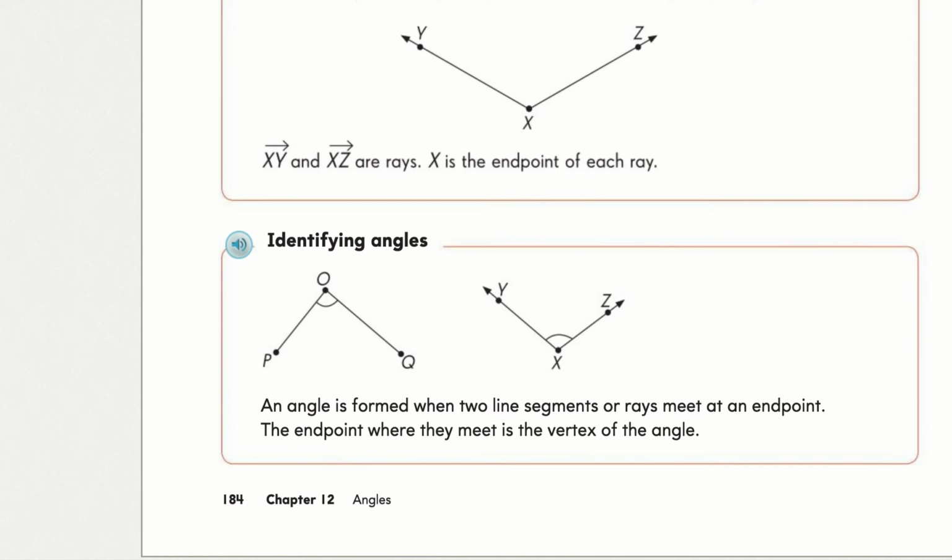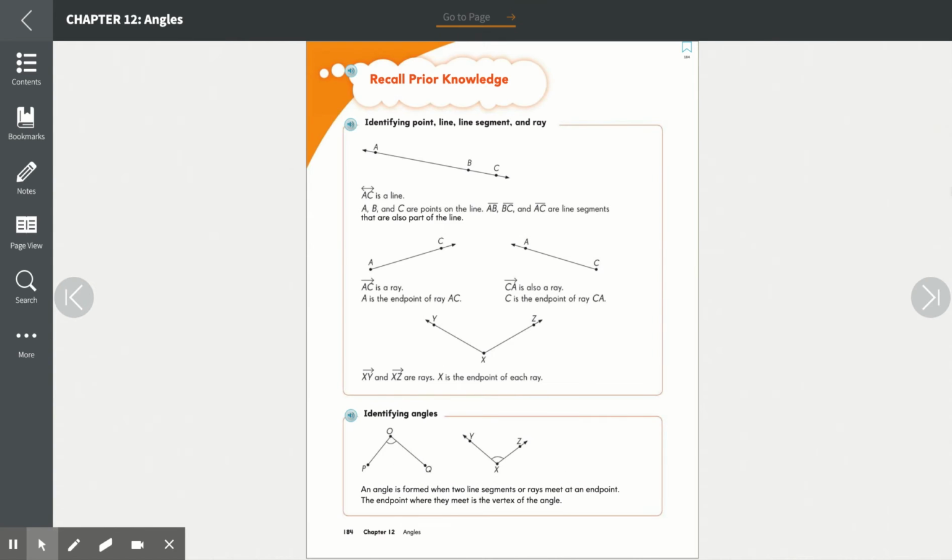You also learned about identifying angles. An angle is formed when two line segments or rays meet at an endpoint. So here are two line segments meeting at this endpoint O. So this is angle O. Here are two rays meeting at this endpoint, X. And so this is angle X. The endpoint where they meet is the vertex of the angle.